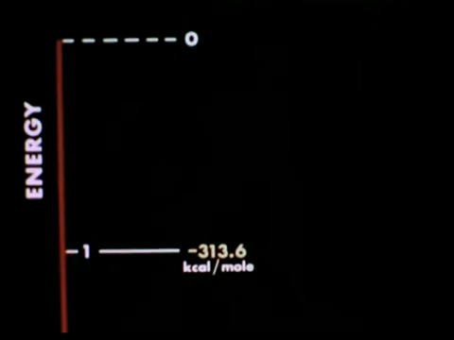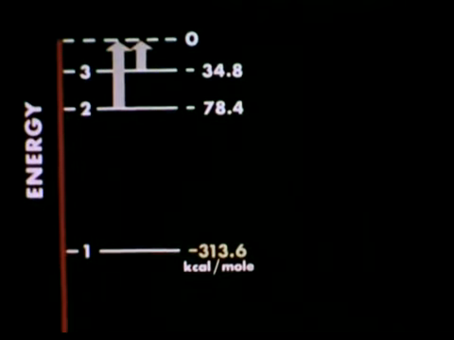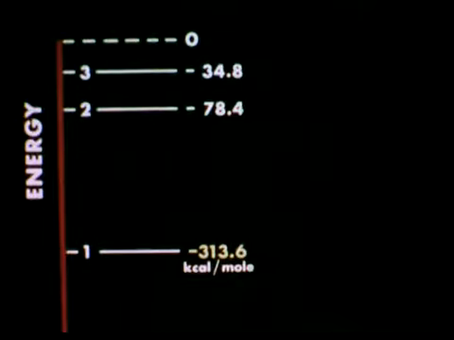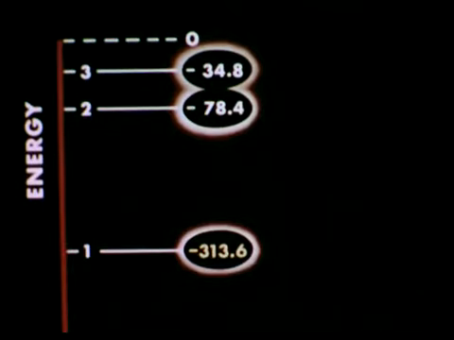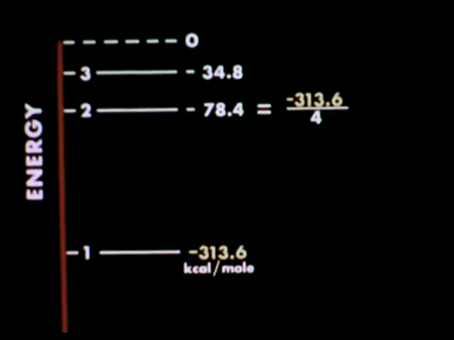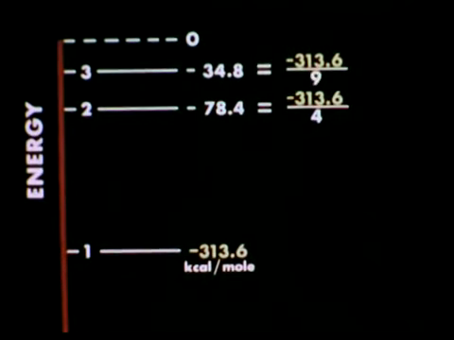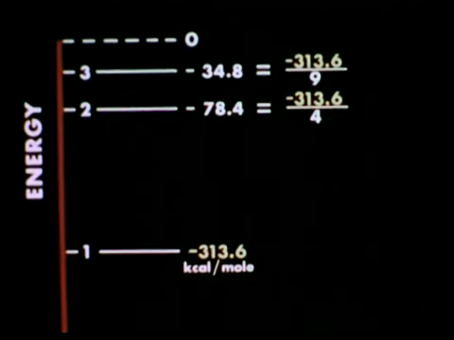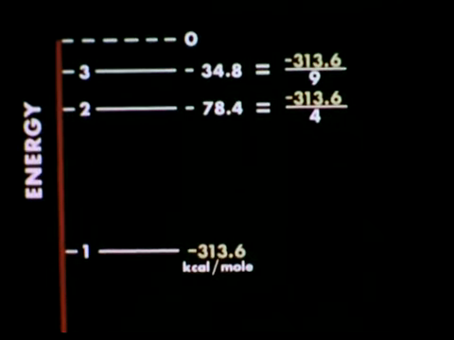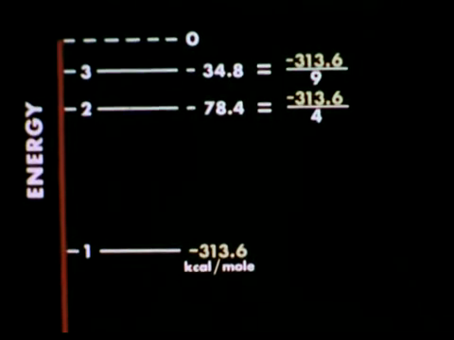Interpretation of the hydrogen atom spectrum shows that the atom has higher energy levels. For instance, here are the energies of the second and third energy levels. Numerical analysis of the energy values shows that these experimental energies are very simply related. For example, the 78.4 kilocalorie energy value may be rewritten this way. 78.4 is just 1/4 of 313.6, and 34.8 is just 1/9 of 313.6. These numbers are most conveniently recognized as 313.6 divided by the square of an integer.